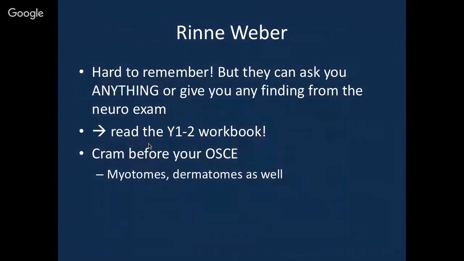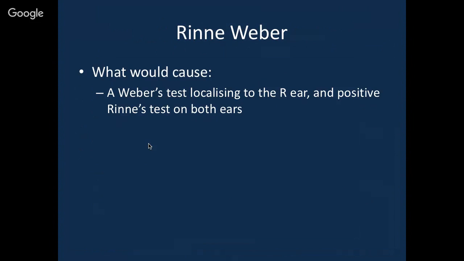Rinne and Weber, they asked us about this last year. So you should know your Rinne and Weber's test. Weber's localizes to the right ear and a positive Rinne on both ears. What is this? Anyone want to tell me what's wrong with this person's ears? Okay, left sensorineural hearing loss, it is.